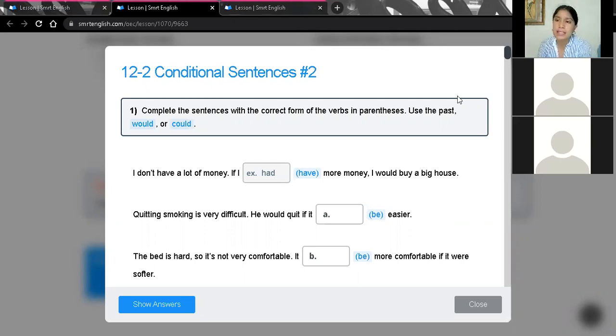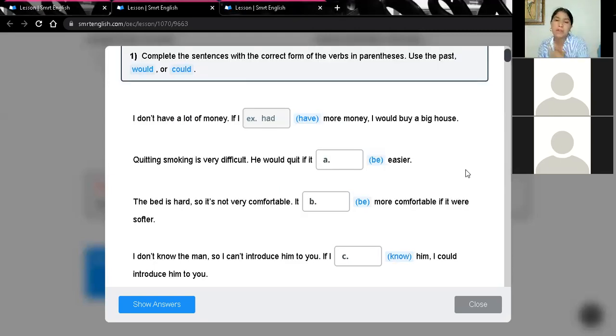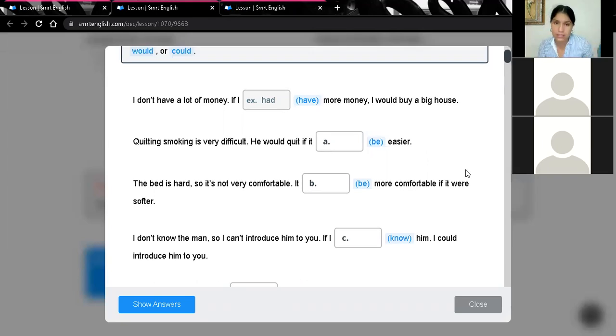Excellent. Okay, let's see the instructions of the first part of the exercise. It says, complete the sentences with the correct form of the verb in parentheses. Use the past, would, or could. So this one is just with the second conditional with the past tense. So you don't have to worry about whether you're going to use present or past. All of these sentences in the first part of the exercise are in past tense.